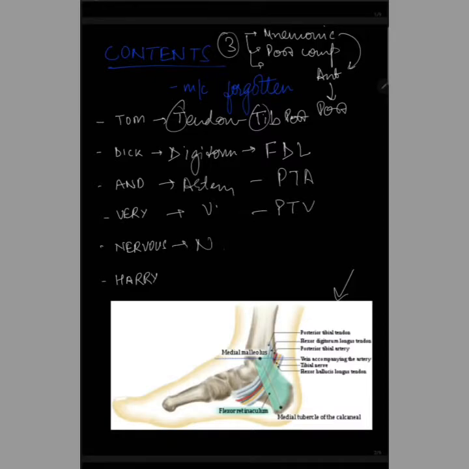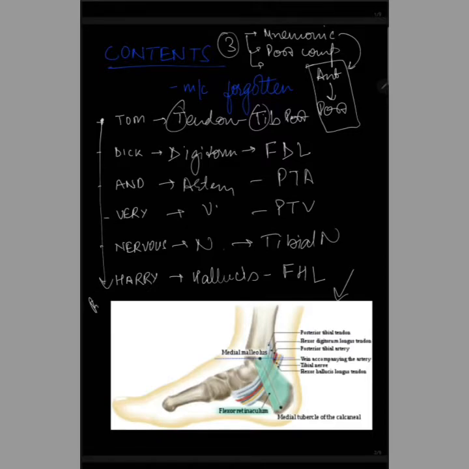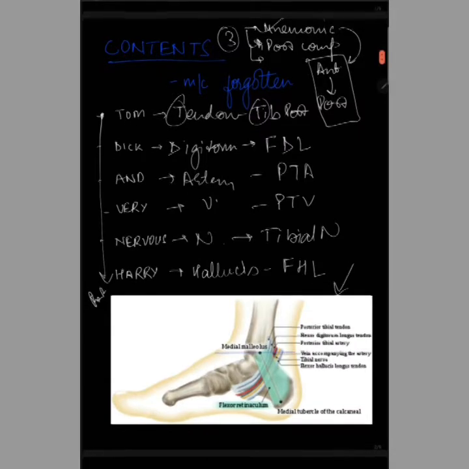V is for vein, the posterior tibial vein. N is for nerve. The posterior compartment nerve is the tibial nerve. And lastly, H is for hallucis tendon. Which hallucis tendon? The flexor hallucis longus. Easy to remember. Just remember the direction, anterior to posterior, meaning the tibialis posterior tendon is present anteriorly and then we go posteriorly. Remember the mnemonic, and that it only contains the posterior components. Don't confuse with the anterior compartment tendons.